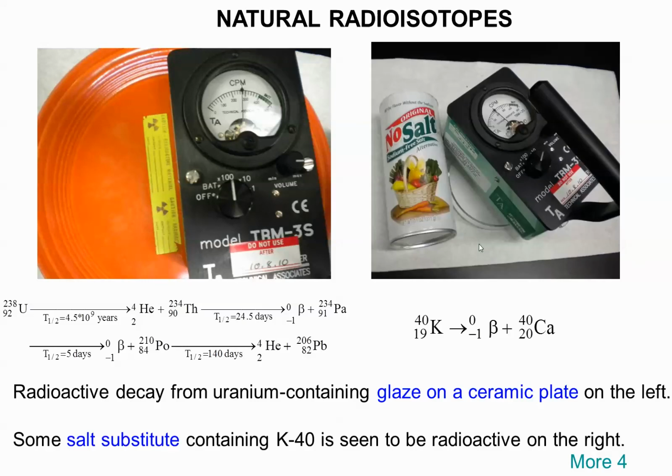Second example, I went to a food store where they have what is called salt, in other words sodium chloride, and no salt, which is potassium chloride. In potassium, 1% is potassium-40, which is radioactive. So this salt is slightly radioactive. These are minute levels. They're not dangerous at all. But still, interesting to see that a Geiger counter picks up the radioactivity.